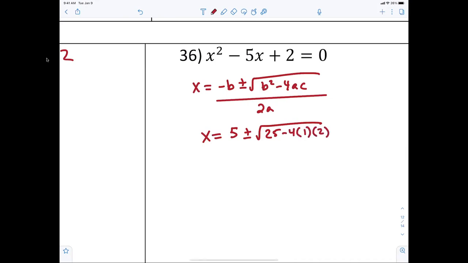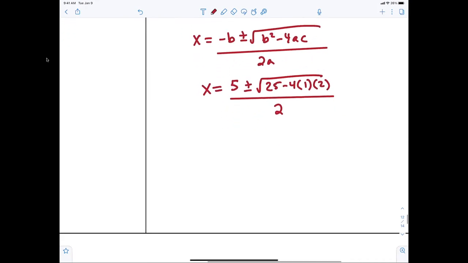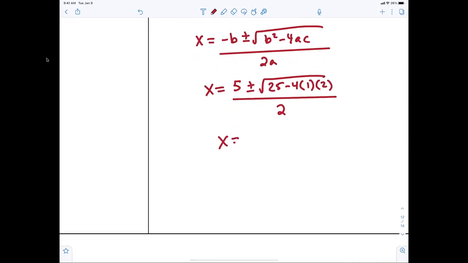Times 2 all over what? 2. Is everybody okay with 2? All right. So now you can kind of look at that and say x equals 5 plus or minus, and now we just look at that and say that's obviously 17 all over what? 2. Now, if you could break down the square root of 17, you would, but obviously we cannot break down the square root of 17. All right. Does anybody have any questions reviewing the quadratic formula?